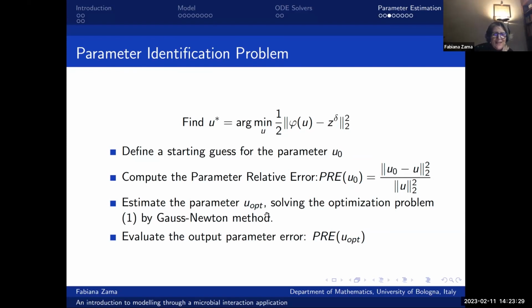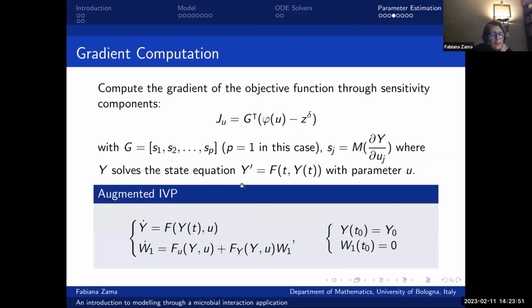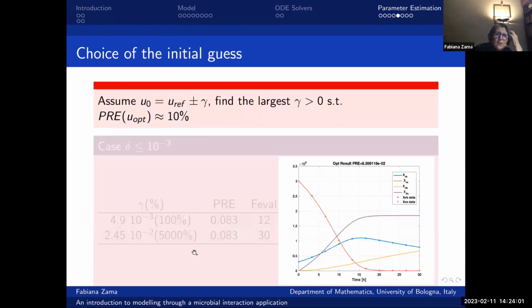The problem was to apply the Gauss-Newton method and see what happens at the end. I skip over how we had to manage the gradient computation for the implementation of the Gauss-Newton method. It was done using the sensitivity matrix approach. They built the sensitivity equations and solved an augmented system introducing the sensitivity equations. For example, this is one case.